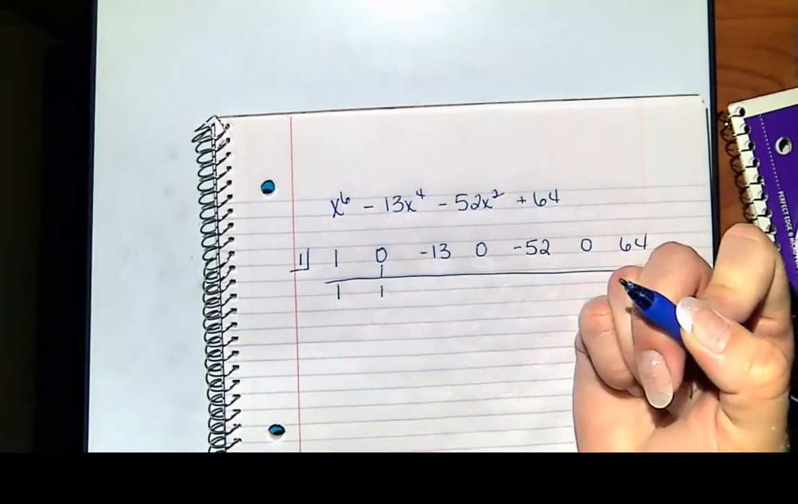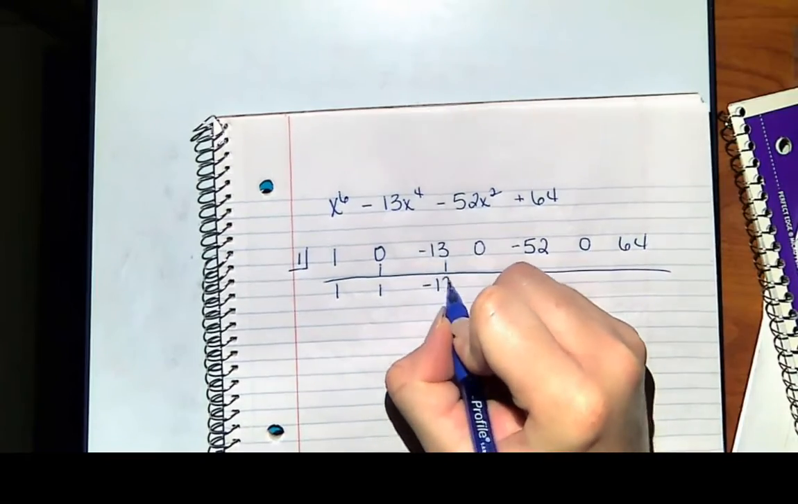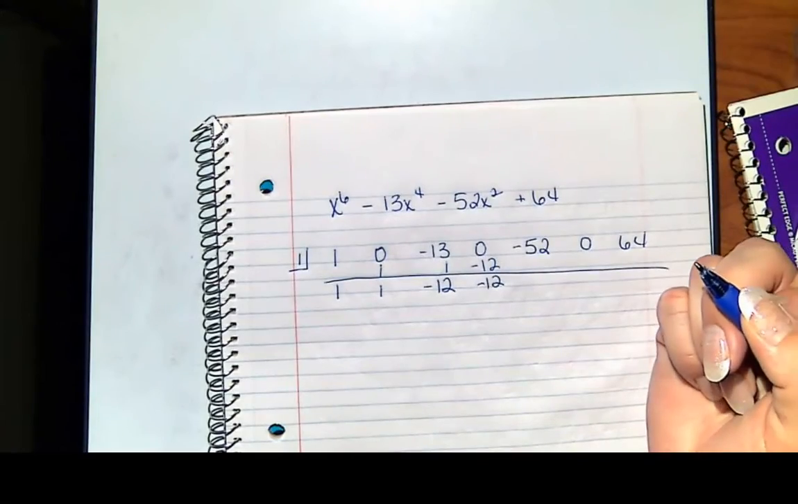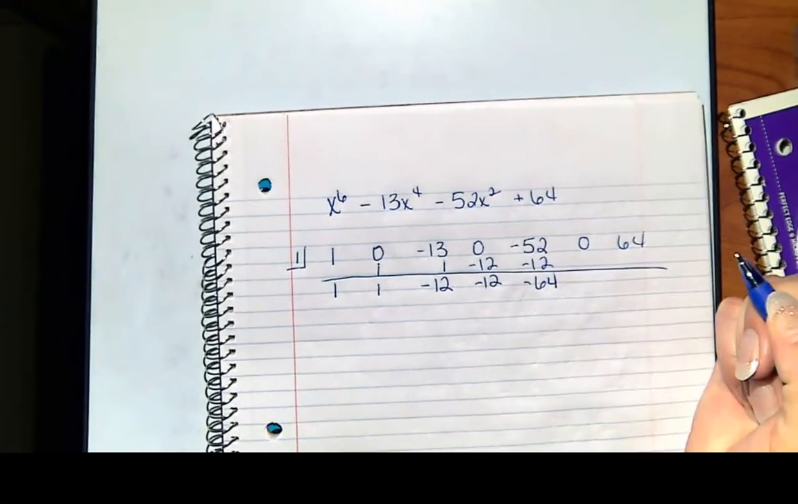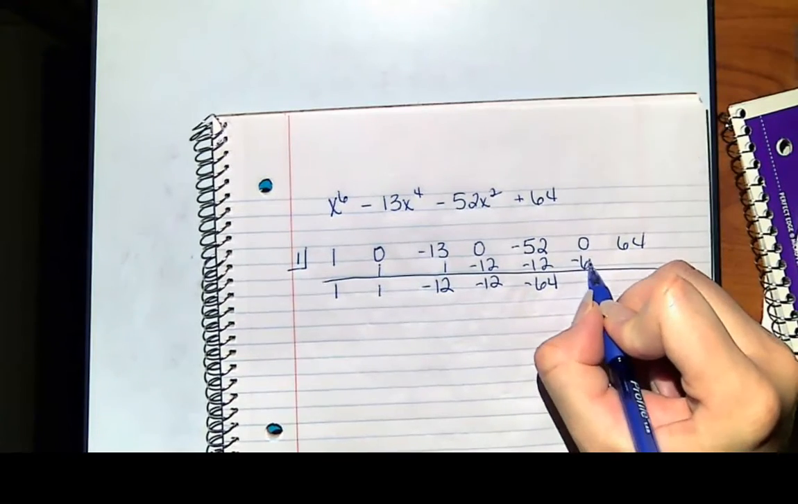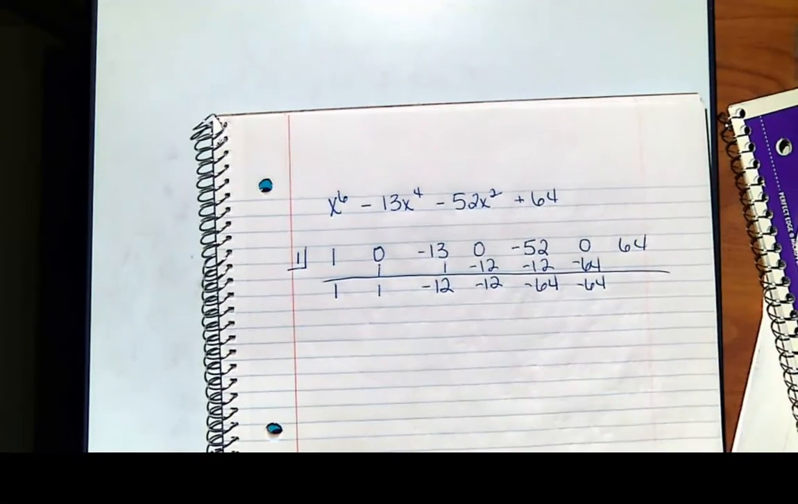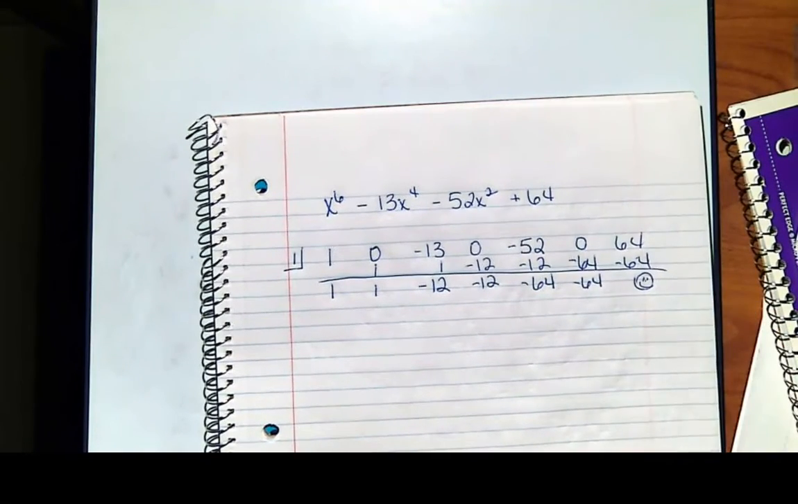So here's a 1. So 1 times 1 is 1. That gives me 1. 1 times 1 is 1. That gives me a negative 12. 1 times negative 12 is negative 12. That gives me negative 12. 1 times negative 12 is negative 12. That gives me a negative 64. 1 times negative 64 is negative 64. That gives me negative 64. And 1 times negative 64 is negative 64, which gives me a 0.